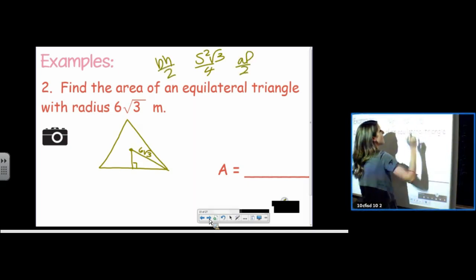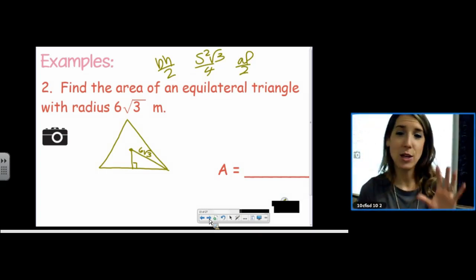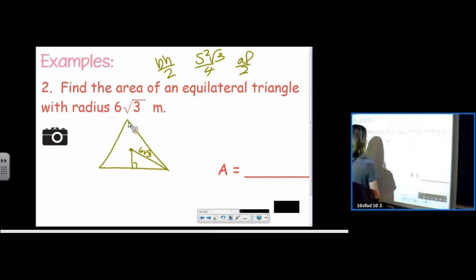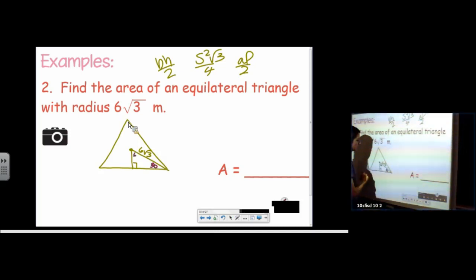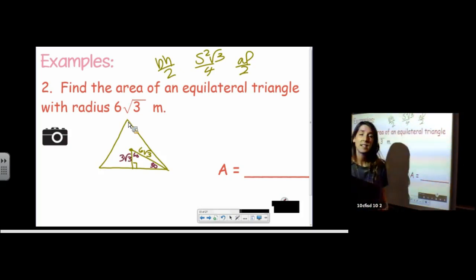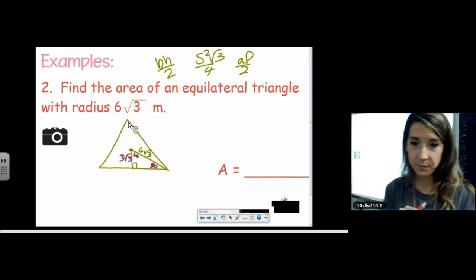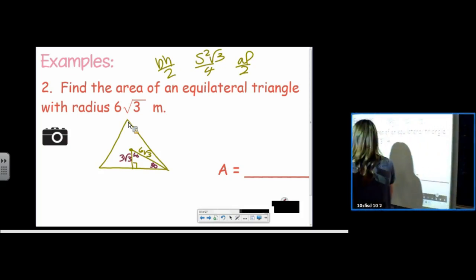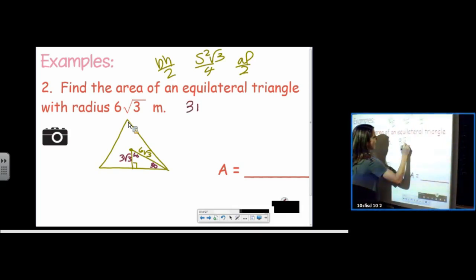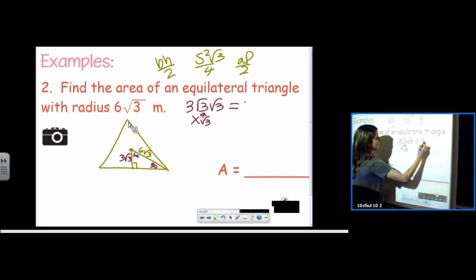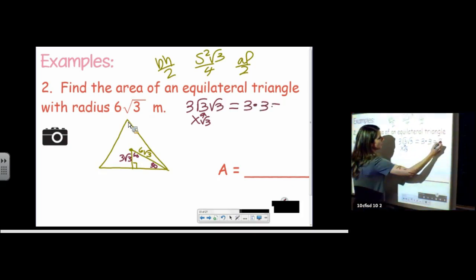So it's going to depend on what information you're given, and you just choose the formula that's most appropriate to the information, okay? We need to label our angles, 30, 60. 6 root 3 is across from 90. I'm going to cut it in half. 6 root 3 was our 2x, so our x is half of it, 3 root 3. And across from 60 is x root 3. I need to simplify that. That's 3 times 3, which is 9.